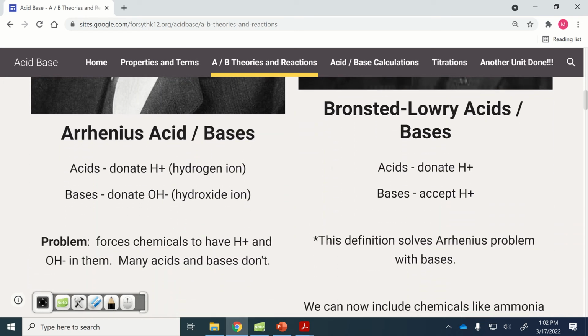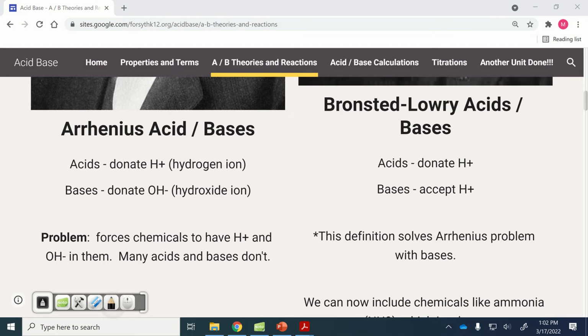We have, first off, we kind of are doing these in order. Our first definition was what's called the Arrhenius acid-base definition, or theory, if you want to say that. The Arrhenius definition is probably the one that is easiest to identify, because Arrhenius stated acids are compounds that will donate H+, and bases are compounds that can donate an OH-, a hydroxide ion.